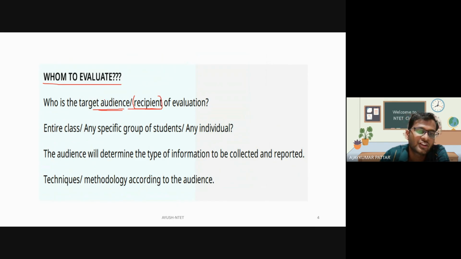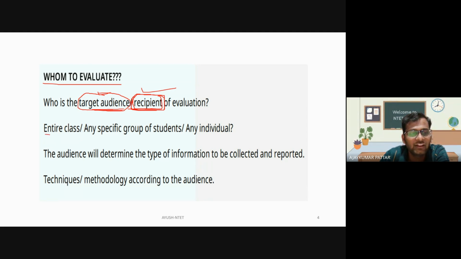In our class, the target audience, for example, if you are evaluating the students of first year BMS, the first year BMS students are the target audience. For second year, it is second year. But in certain situations, the recipient also we term as a recipient of evaluation. So recipient or target audience is whom we are evaluating. In the broader sense, they have given these words, recipient or target audience.